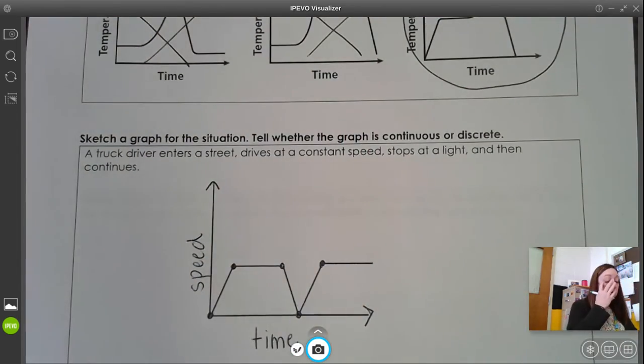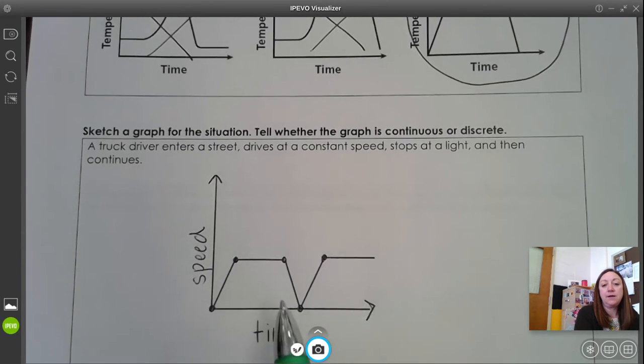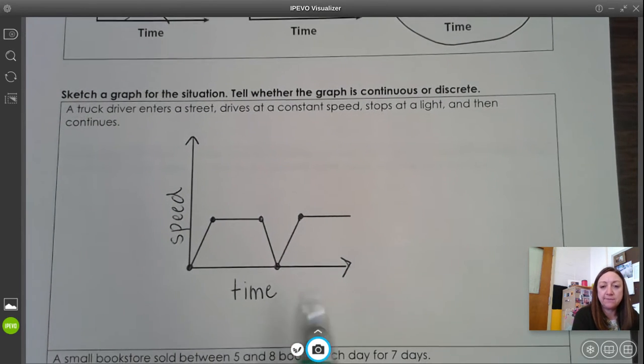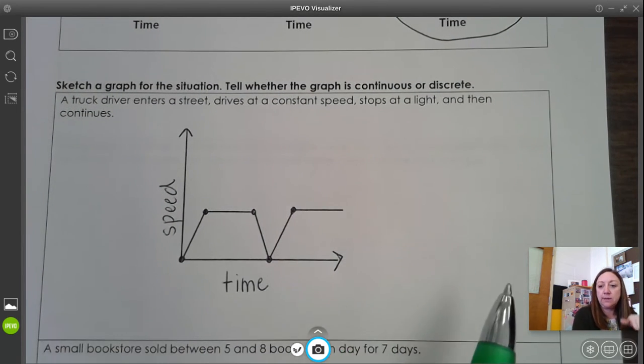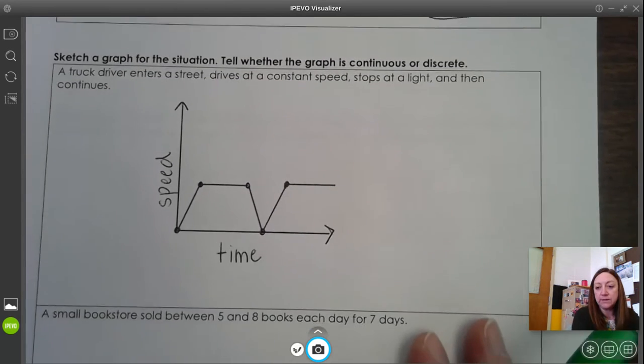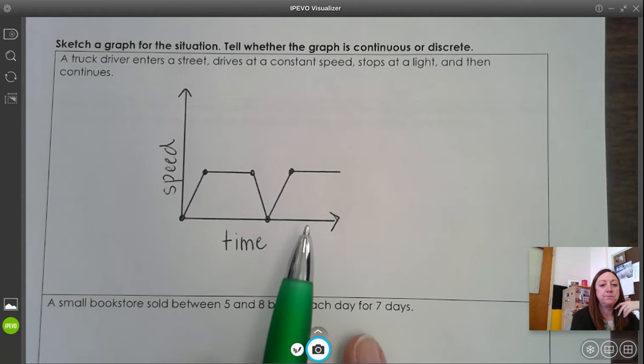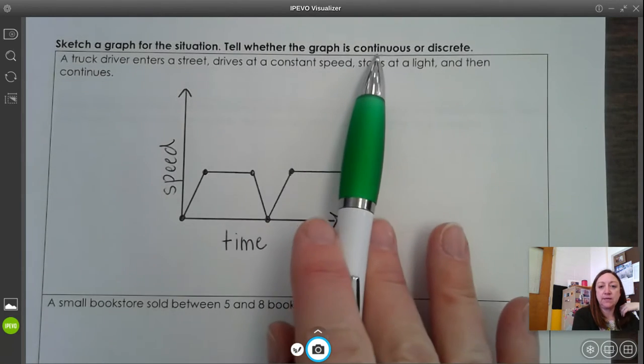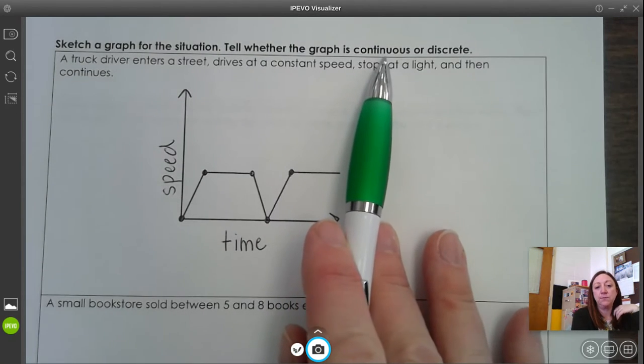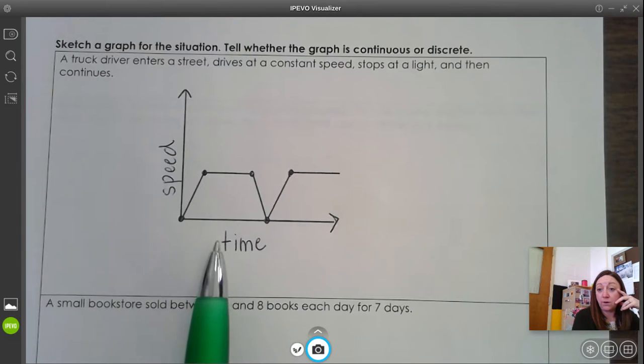Okay, so notice that I don't have any numbers on the graph, and that's totally fine. We're not really concerned with exactly what time they were at what speed. We just want to see a physical representation of what's going on. So the last part says, tell whether the graph is continuous or discrete. I could have told you this before even making the graph.